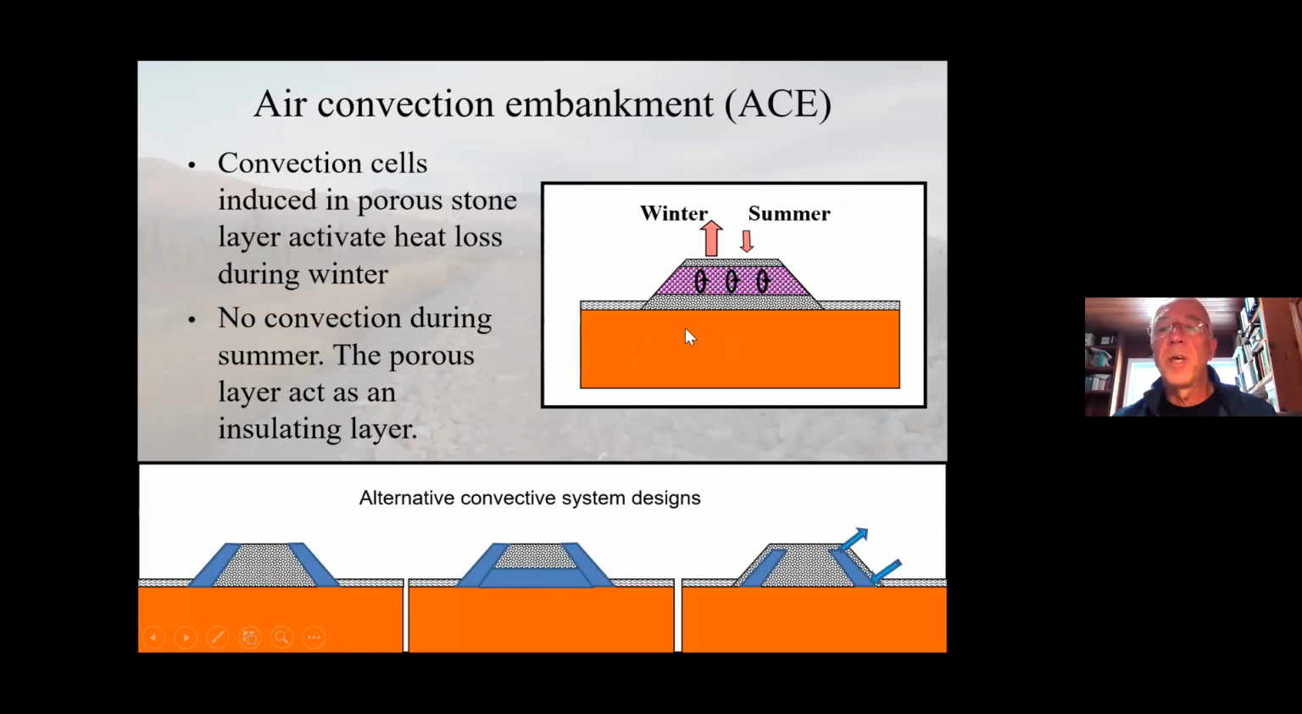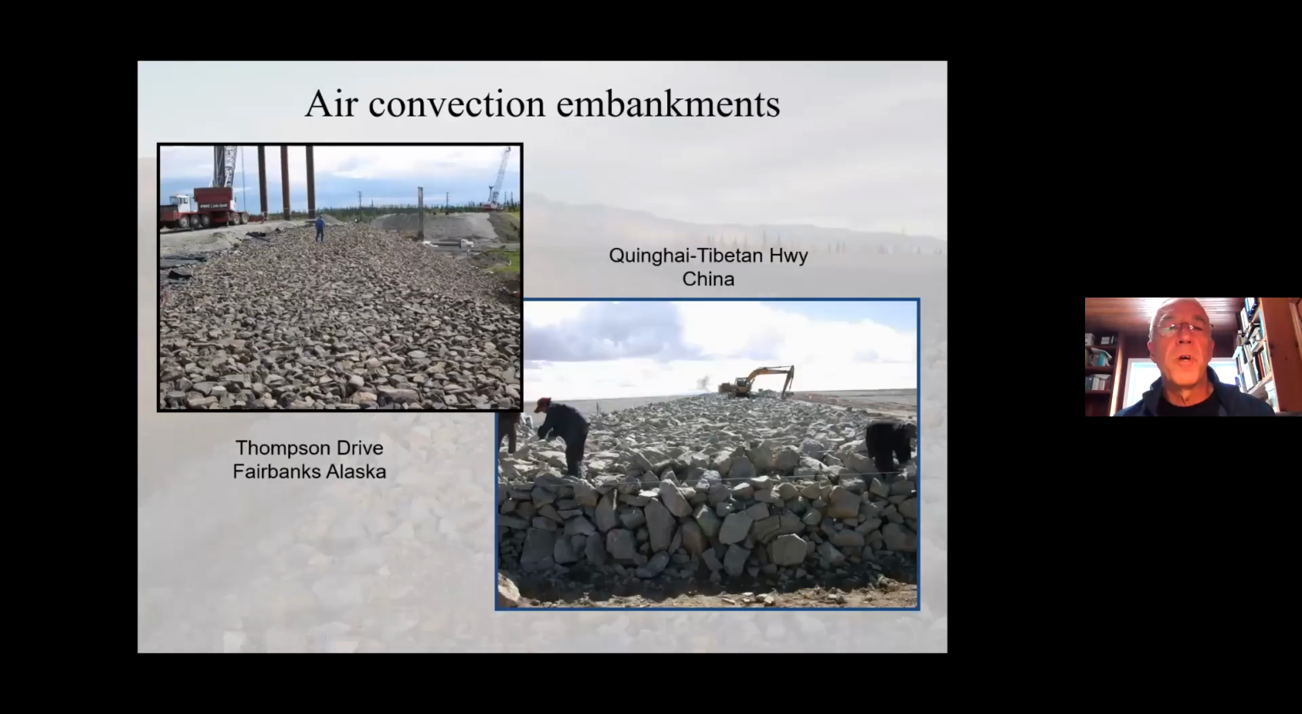ACE is again a very effective system that allows air circulation. What happens in the winter when the surface of the layer is cold and the bottom of the layer is warm is that the system is unbalanced: the air at the bottom is warm, so it tends to flow up, and the air at the top is cold, so it tends to flow down. So you induce convection cells that are as much as 10 times more effective at extracting heat than conduction. So it's a very effective system to cool down in the winter. Examples of application are the Thompson Drive near the University of Alaska and the Qinghai-Tibet Highway in China.